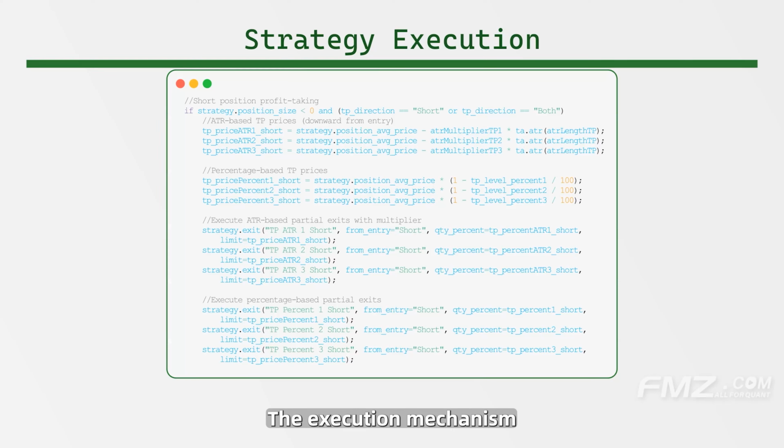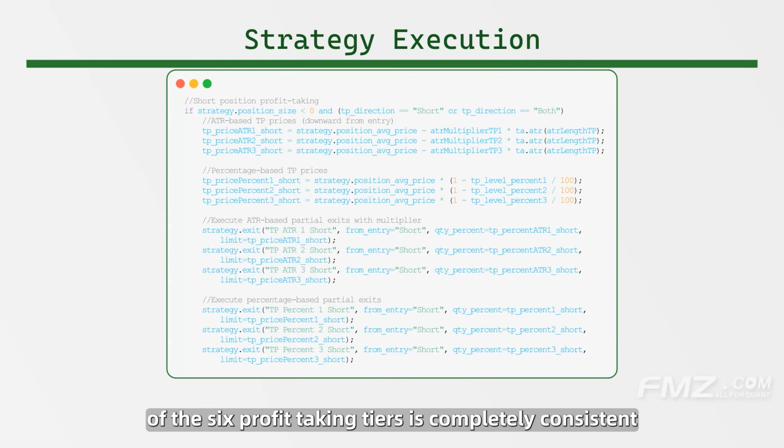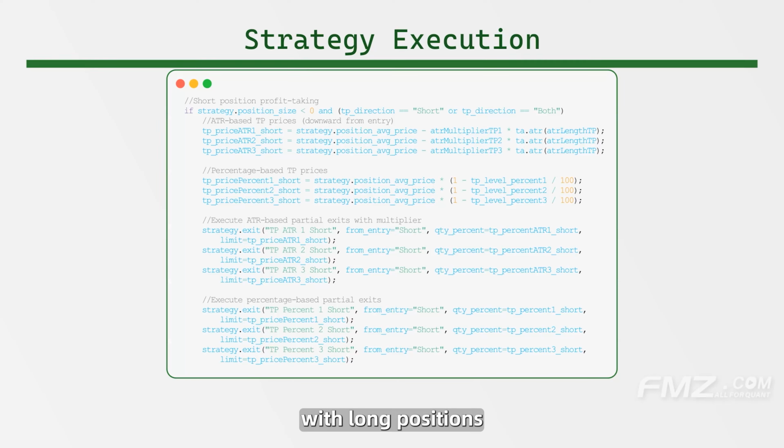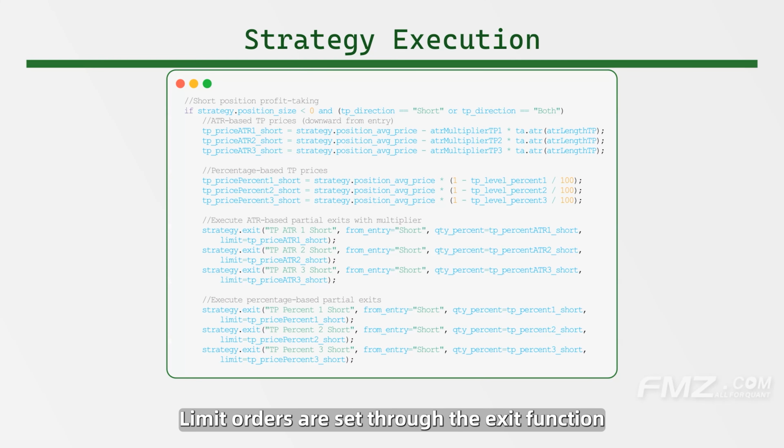The execution mechanism of the 6 profit-taking tiers is completely consistent with long positions. Limit orders are set through the exit function. When price falls to touch target levels, positions automatically close.